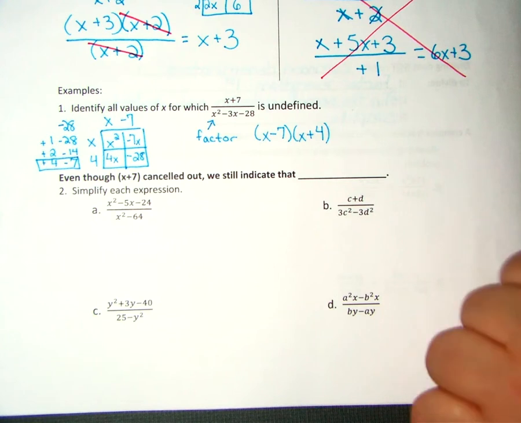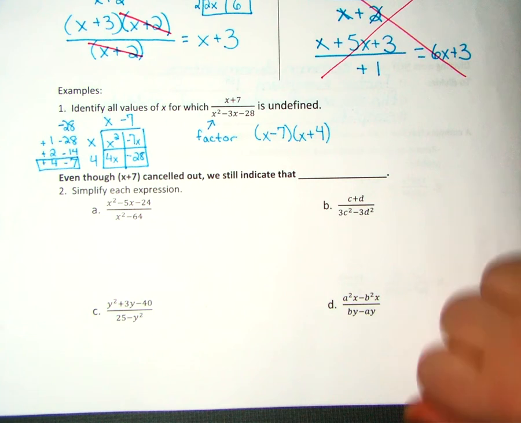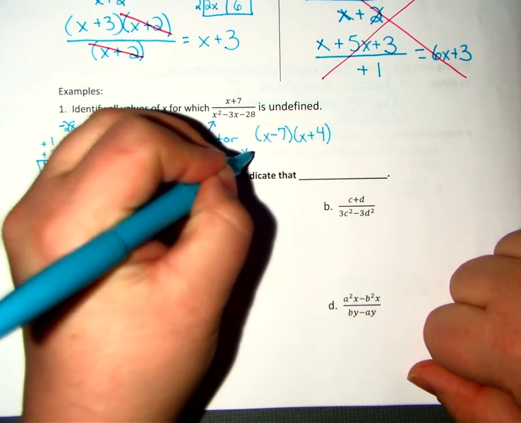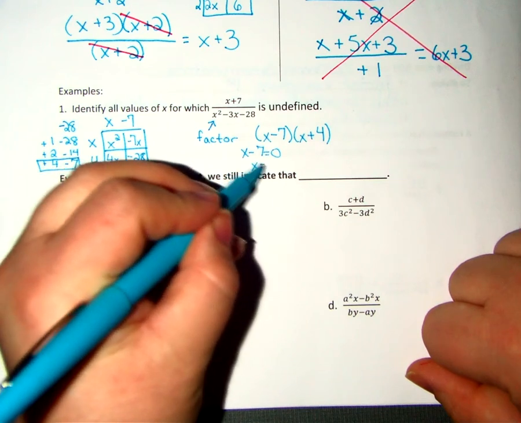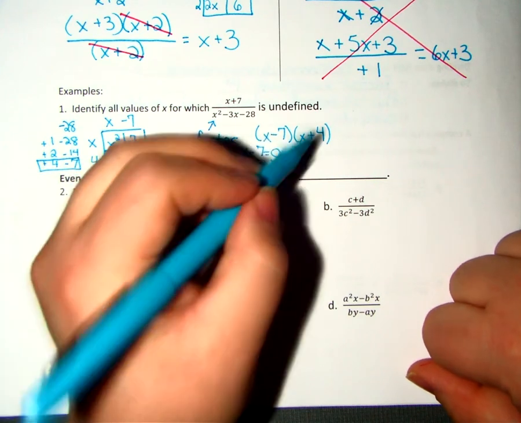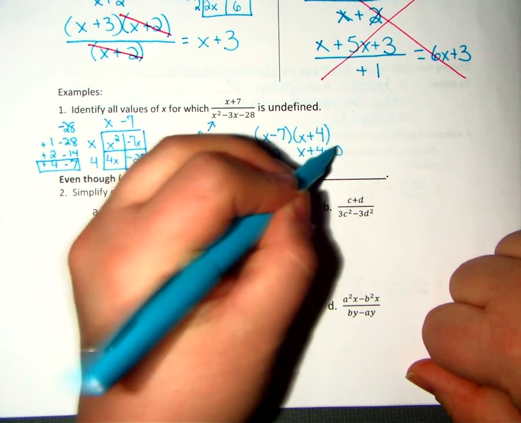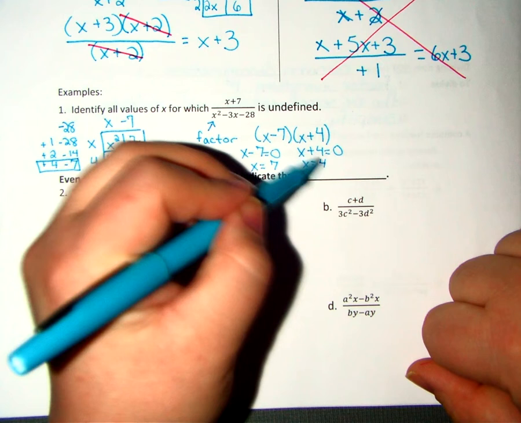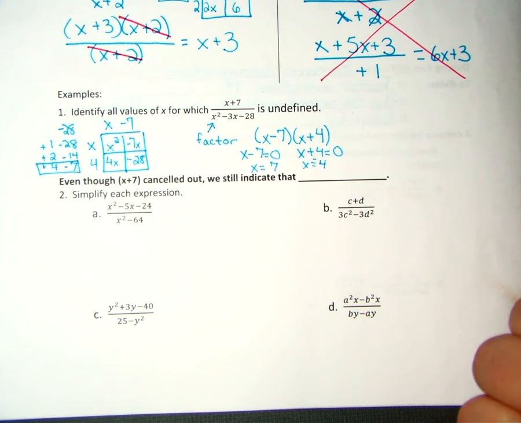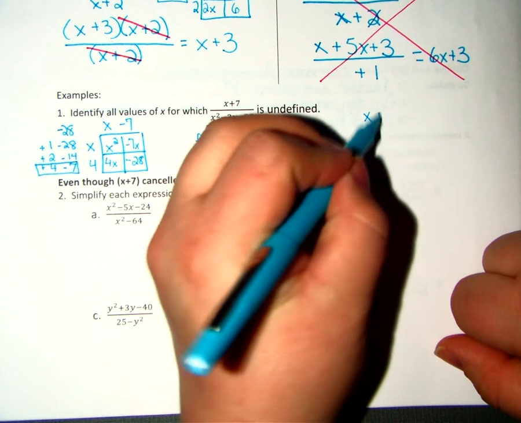Now, if I want to find out what's going to make the denominator equal to 0, after I have these factors, I'm going to set each of those equal to 0. So if x minus 7 equals 0, that means that x would be 7. And x plus 4 equals 0 would mean that x would equal negative 4.